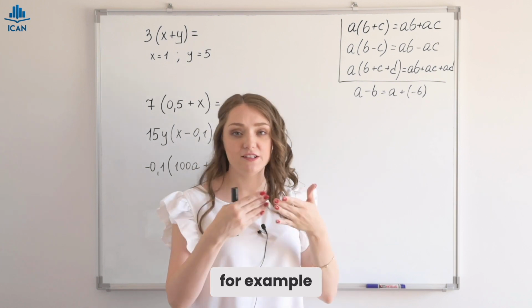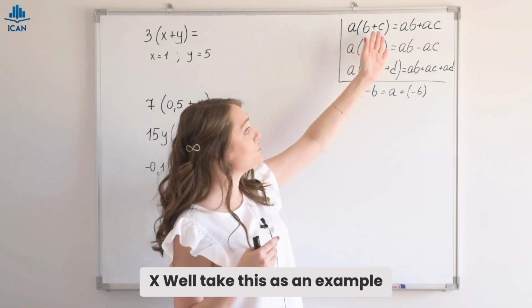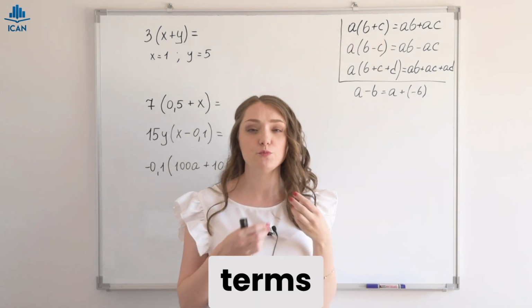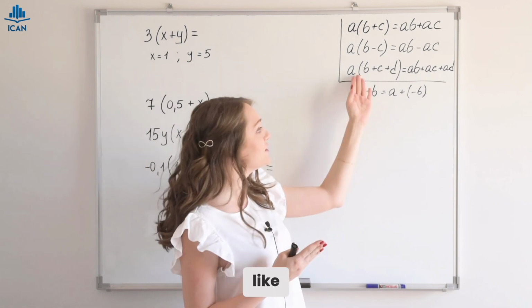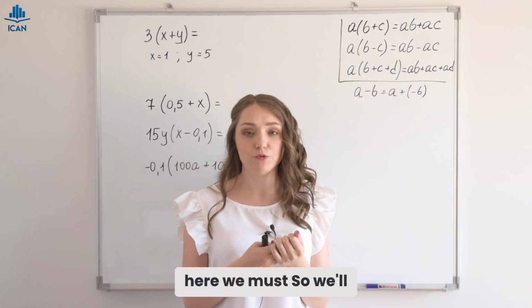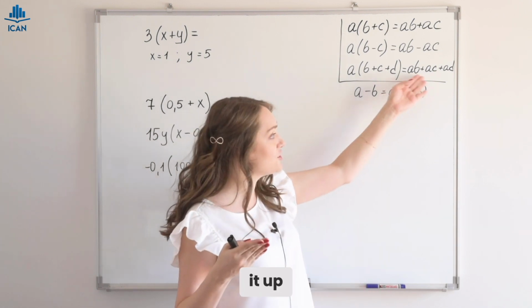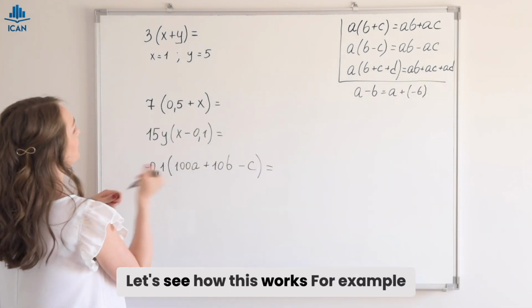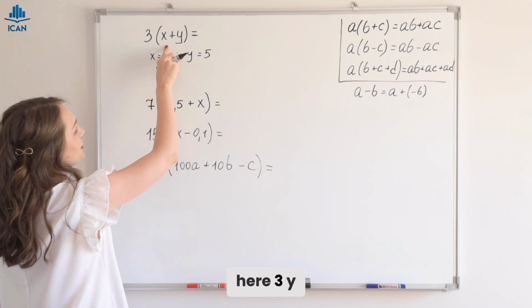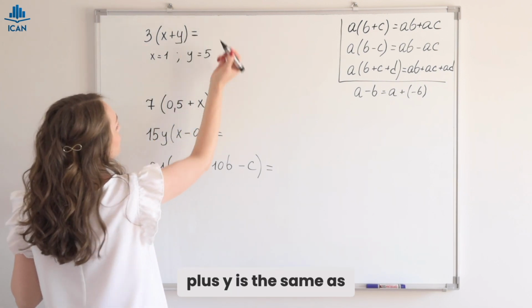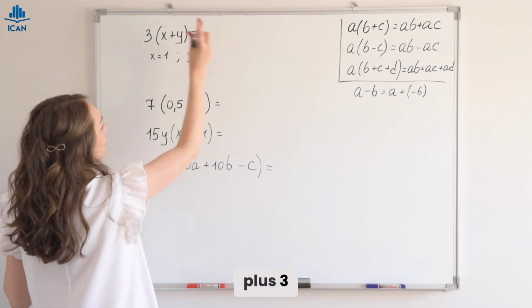Take this as an example where we have only two terms, but if we have three terms like here, we'll multiply by b, by c, by d, and then add it up. Let's see how this works. For example, here, 3y times (x plus y) is the same as 3y times x plus 3y times y.